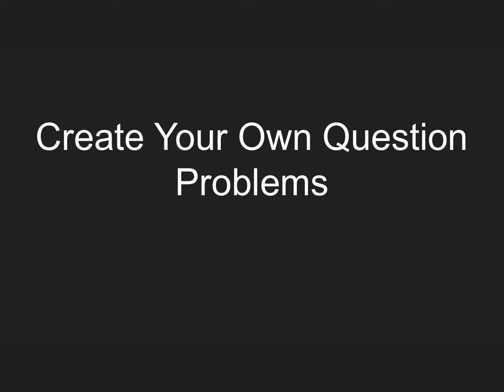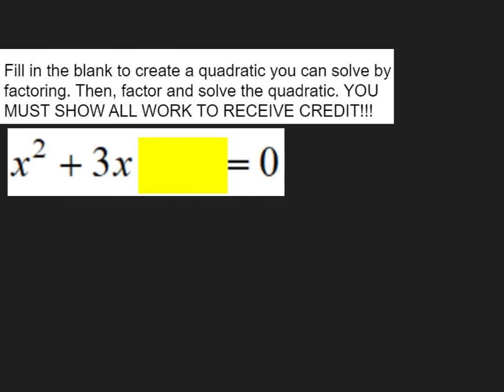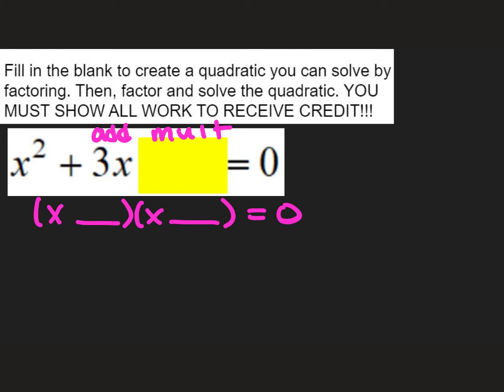Now let's review how you would set up some of the create your own question problems. In these types of problems, you have to fill in the blank to create a quadratic you can solve by factoring. Then you'd solve the quadratic. Now, what we know is we always need to multiply to the last number and add to the middle number. And you're filling those in to your blanks.